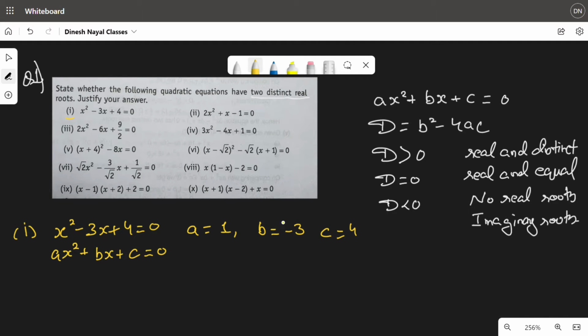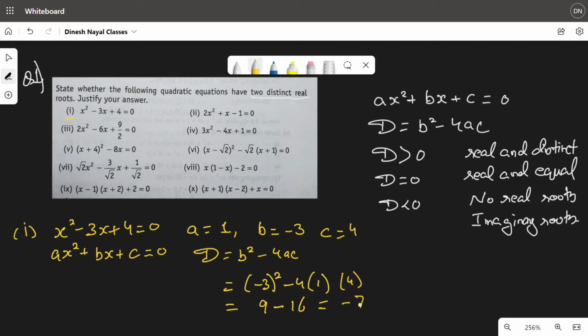and c equals 4. So applying the formula, D is b square minus 4ac. So b square is minus 3 whole square, minus 4 into 1 into 4. So this will be 9 minus 4 into 4 is 16. 9 minus 16 is minus 7, which is less than 0. So here you see there are no real roots, or you can say the roots are imaginary.